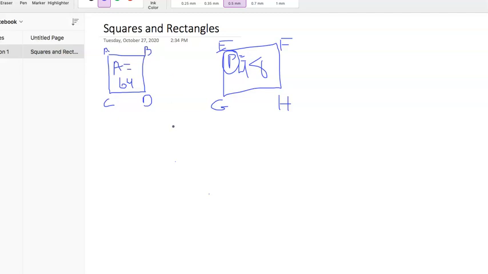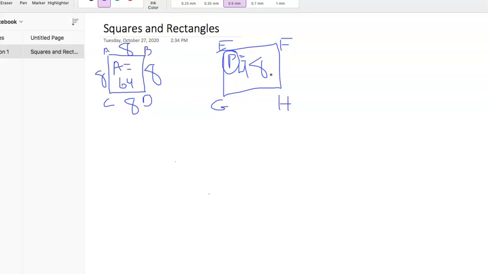So if the area is 64, given that all four of these have to be the same, the only possibility is that all of these are 8, right? All these sides are 8. That's all it could be. 8 times 8 is 64. Has to be the same, can't be some other number. So that helps that out.